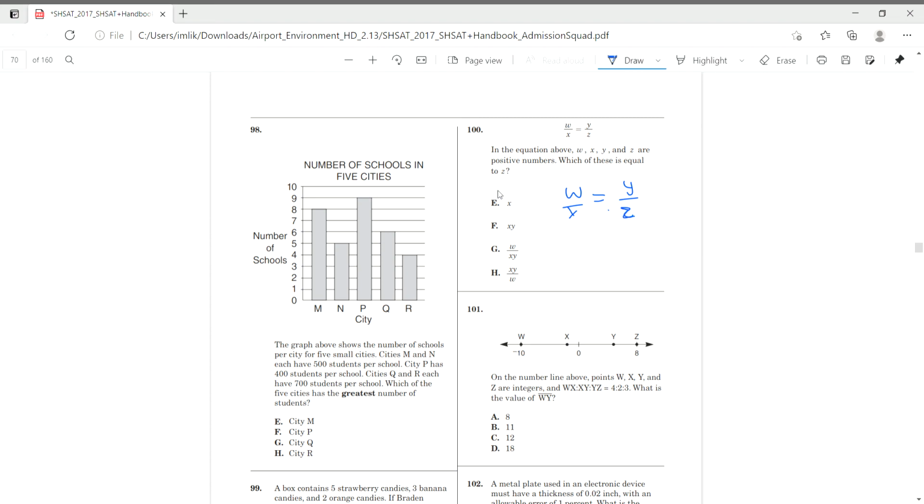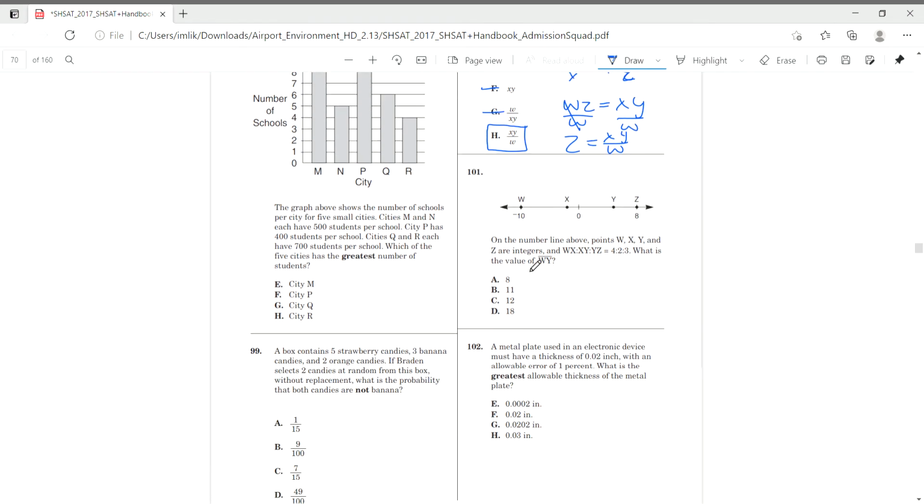So if we cross multiply, we get WZ is equal to XY. We want Z alone, so we'll divide both sides by W. This cancels out. We have Z is equal to XY over W. This is the only answer choice with W as a denominator, so we can cross all of those out. We have that left.